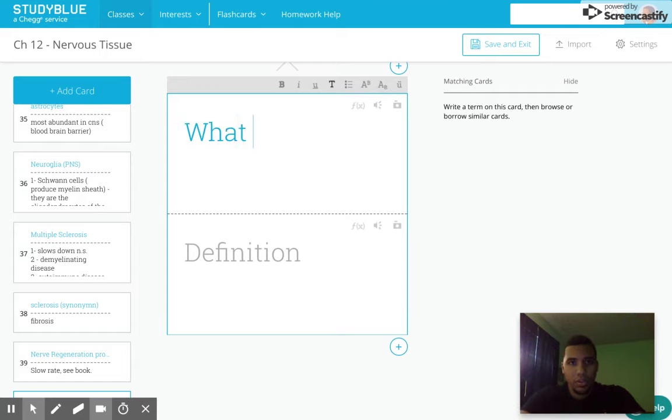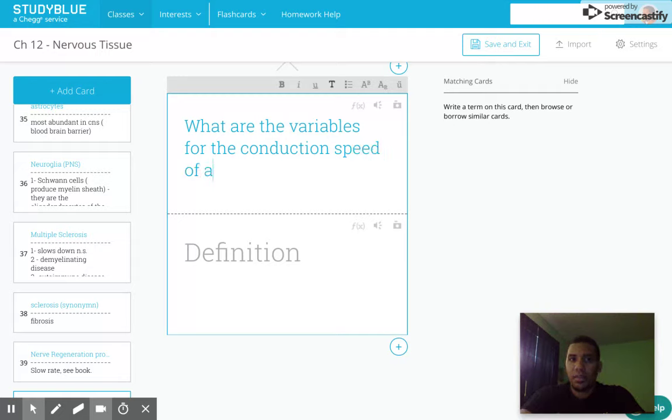I'm going to put here, what are the variables for the conduction speed of a nerve? I'm going to put 1, the diameter, and 2, the presence or absence of myelin.